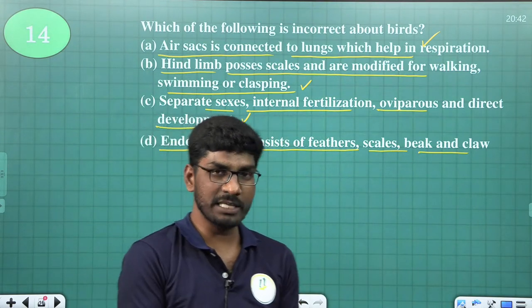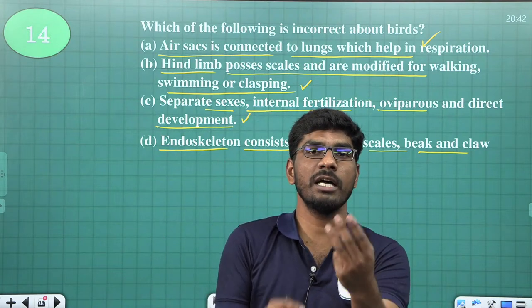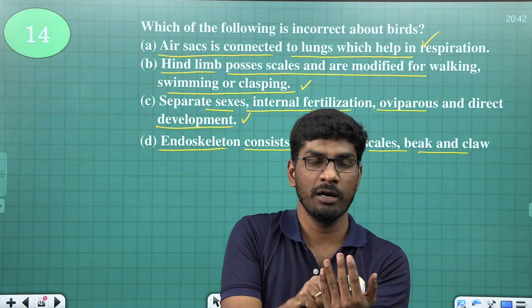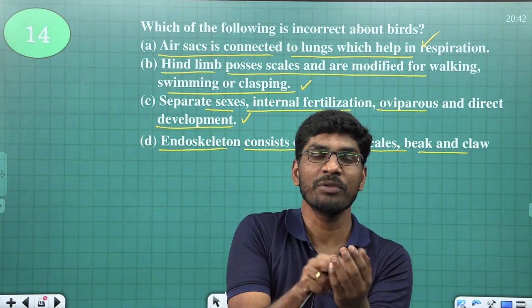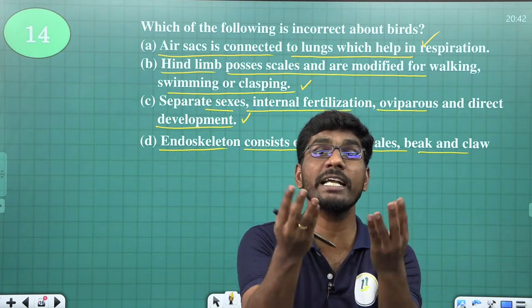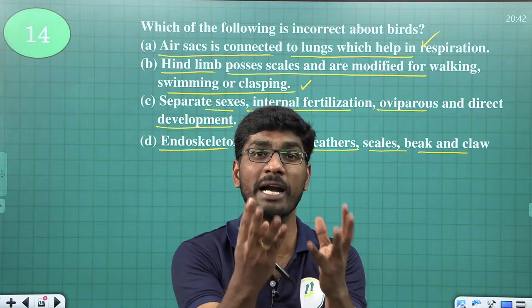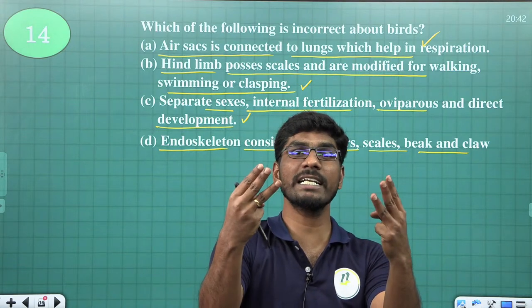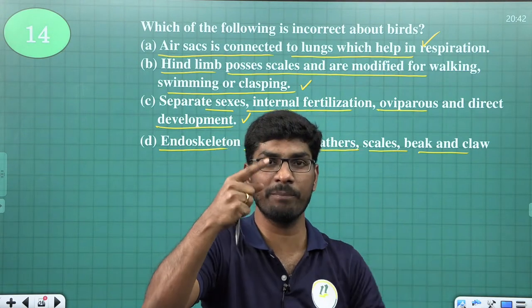Beta, after examination, three students messaged me: Sir, what is the answer of this question? Clearly, I mentioned endoskeleton is bony. Pneumatic bones are there, hollow. Pneumatic bones, I said. Three characteristic features of birds, fix in your cerebrum.